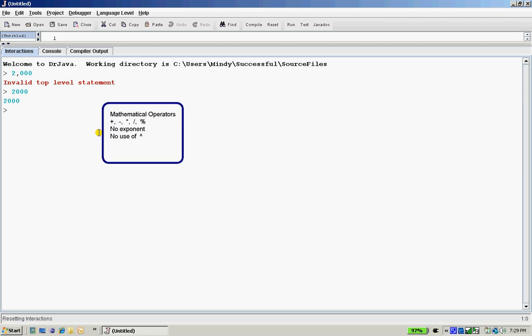Java's got most of the normal mathematical operators you'd expect: addition, subtraction, multiplication, division, and this last one that looks like a percentage sign is actually the modulus operator or the remainder operator. You'll notice the missing operator is an exponent. There's no explicit use of a caret to get exponents, but Java does have a math class that's got methods in it you can use.